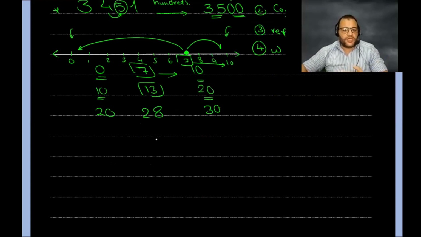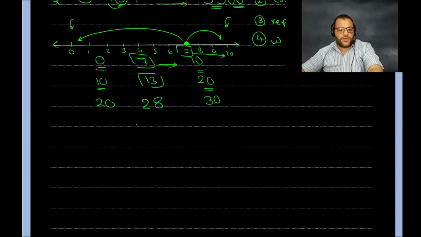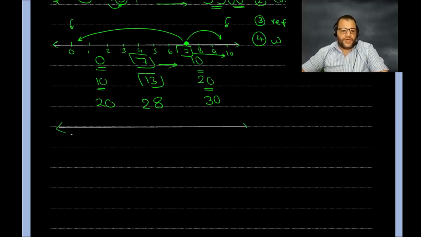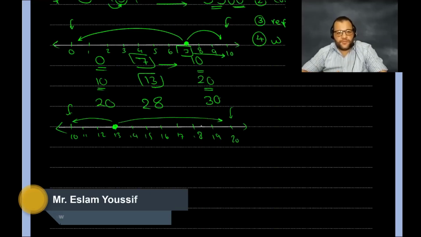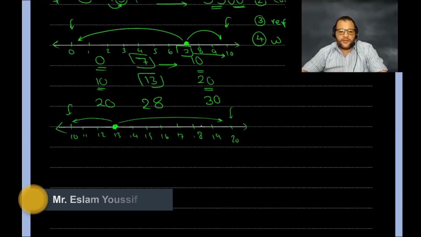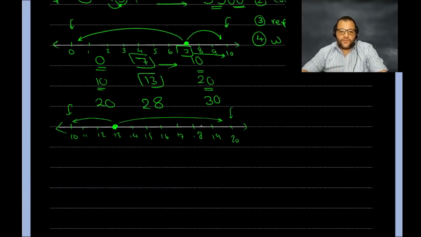The same by using the number line. That is the number line that we have. Then we have 10, 11, 12, 13, 14, 15, 16, 17, 18, 19, and 20. Now that's 20 and that's 10. And now we have 13. Is 13 going to be 10 or going to be 20? Which part is the nearest one? Which one is the shortest way? It is the left one.